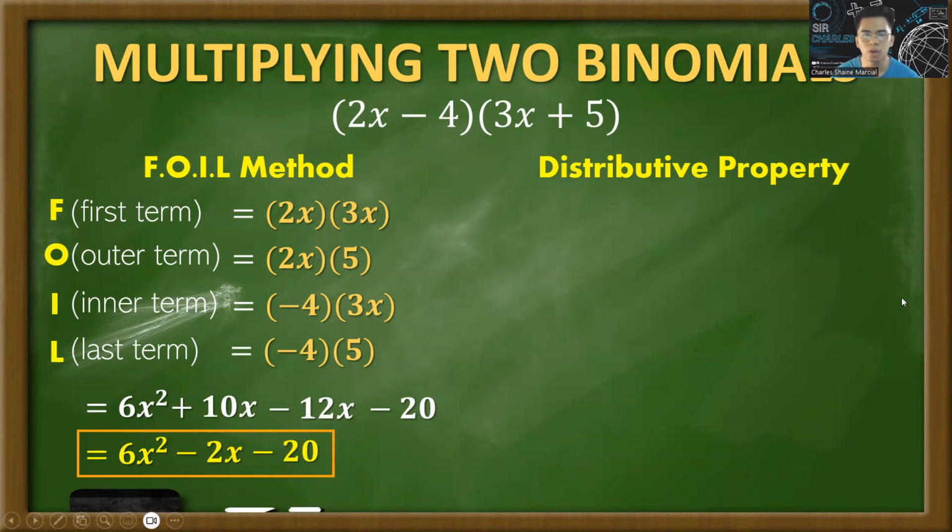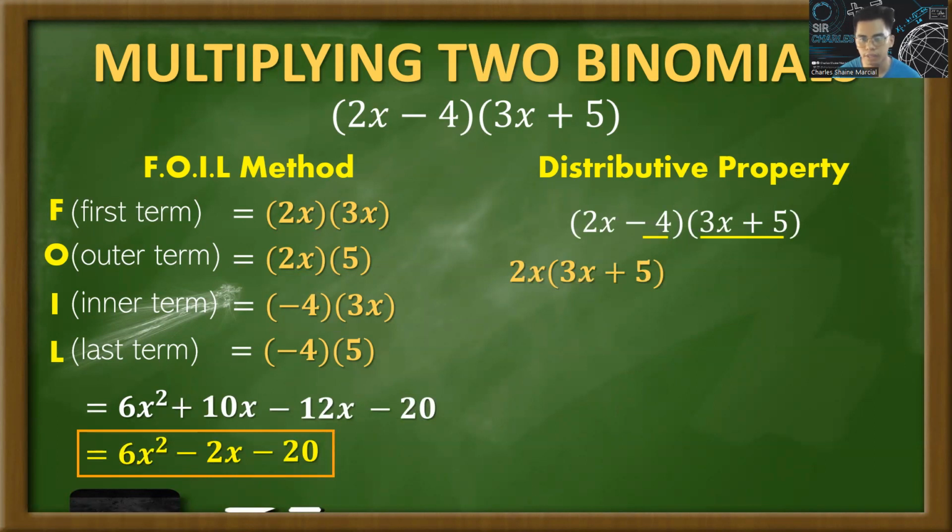Next, try natin i-solve itong same problem using the distributive property. So, ang gagawin lang natin dito, bakit natawag na distributive property? Gamitin natin itong first binomial na 2x minus 4. I-distribute lang natin itong kada monomial dito sa binomial. Itong 2x, i-multiply natin dito kay 3x plus 5. So, we have 2x times the quantity of 3x plus 5. Then after that, i-multiply din natin si negative 4 kay same problem, which is 3x plus 5. Okay, so that is equal to negative 4 times the quantity of 3x plus 5.